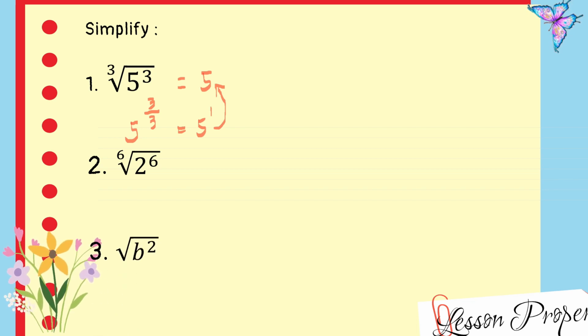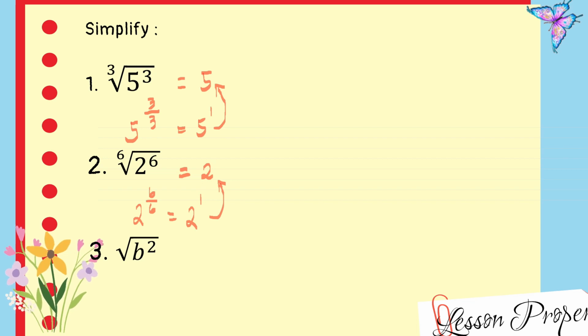Next, the 6th root of 2 raised to 6. What's your answer? Alright, the answer is 2. Why? The 6th root of 2 raised to 6 in an expression with rational exponent is 2 raised to 6 over 6, and 2 raised to 6 over 6 is 2 raised to 1, or simply 2. And we have number 3, the square root of b squared is equal to b.